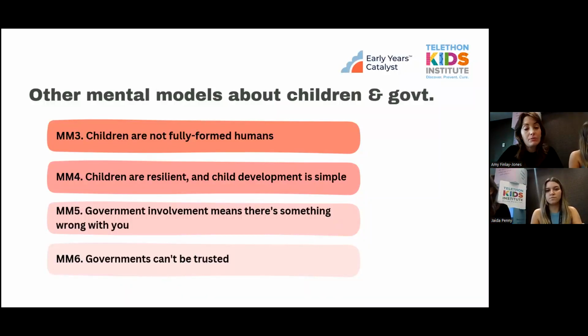And another mental model to do with the nature of government was the idea that governments can't be trusted. This had quite a few layers to it, but I think it's important to note that this mental model reflects beliefs about governments in general rather than a specific government. So it's just mechanisms of government in general cannot be trusted. There was certainly a sentiment that governments act for themselves and not on behalf of families.